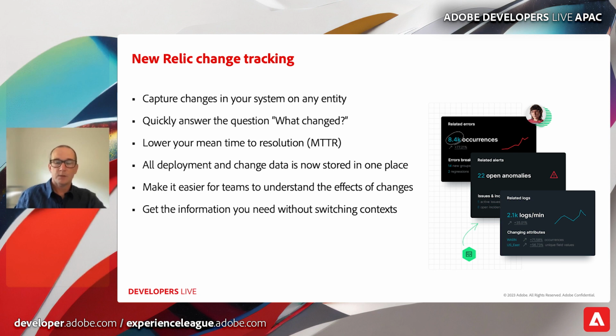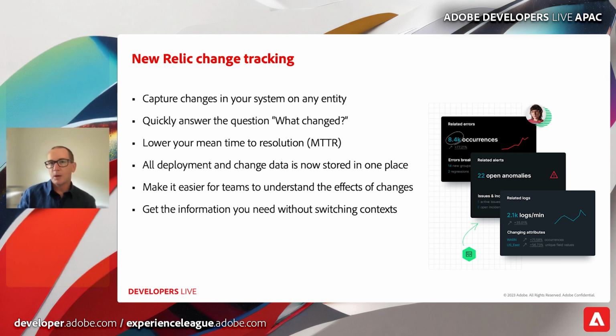It had some limitations. The deployment markers would only appear on charts within the APM section of New Relic. So this new change tracking API was released along with a user interface update that allows teams to view things in context and do their troubleshooting around change and see everything they need to in one screen.